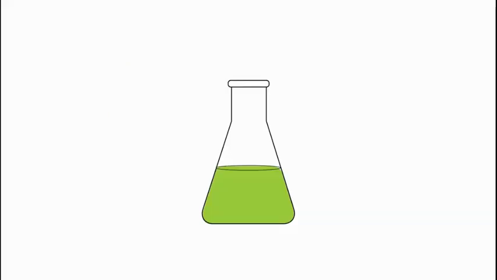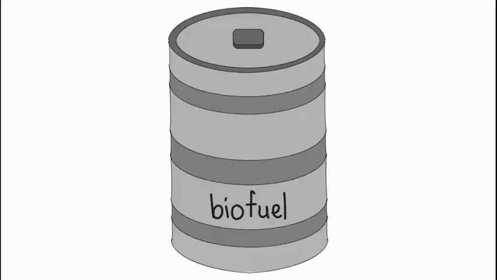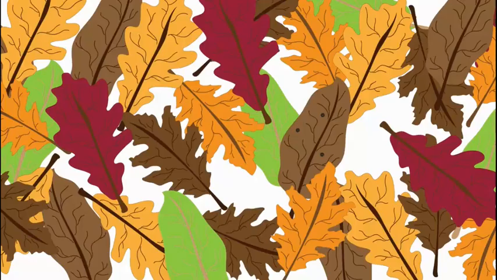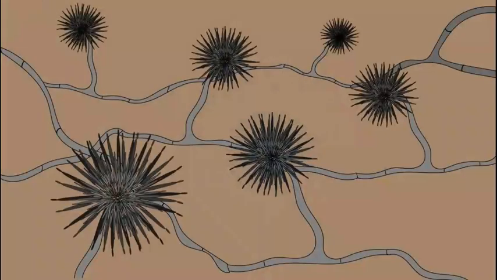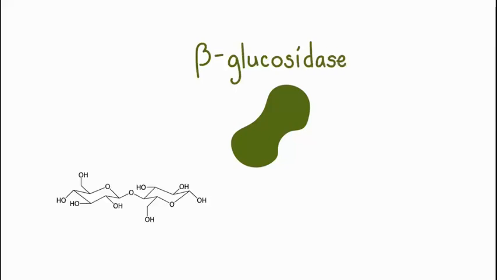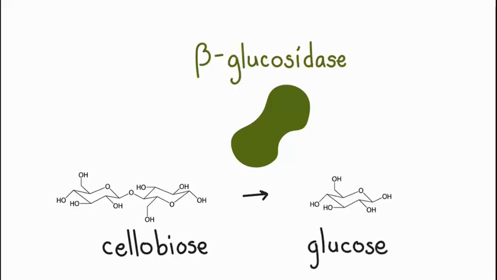Imagine you are in charge of producing biofuel at an industrial scale. In hopes of finding an effective way to degrade plant biomass, you look to natural decomposers, fungi. Fungi contain an enzyme called beta-glucosidase, which is able to take partially degraded cellulose, called cellobiose, and hydrolyze it to make free glucose, which can be used for energy.